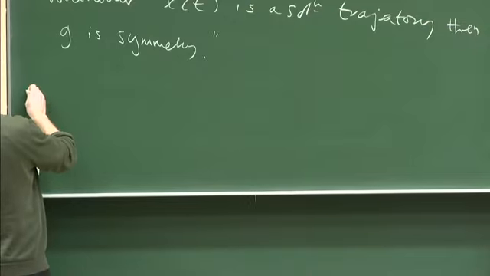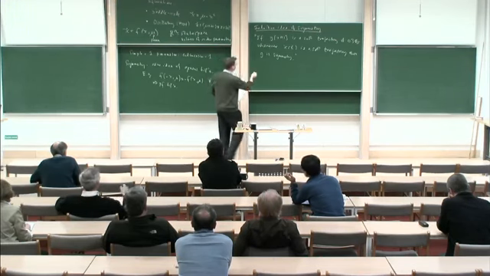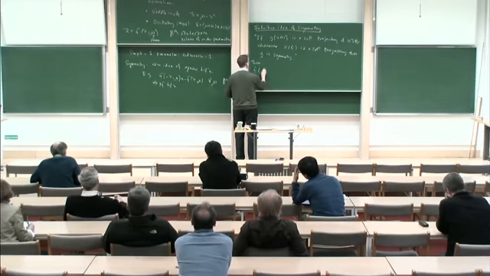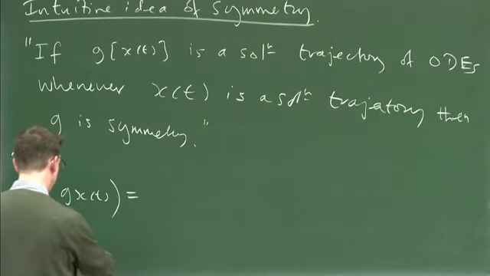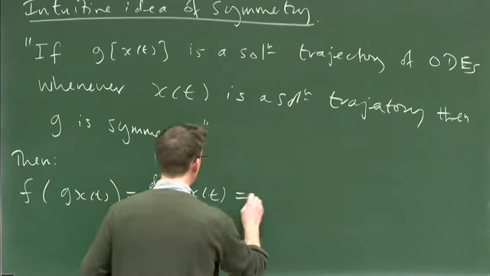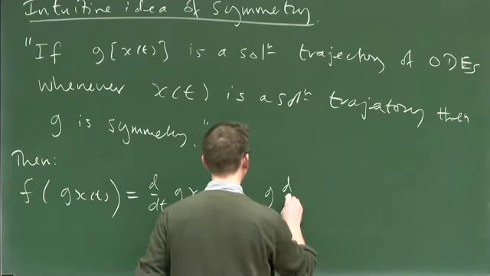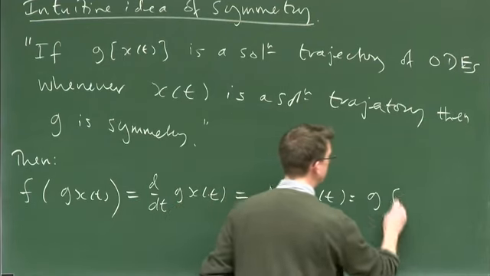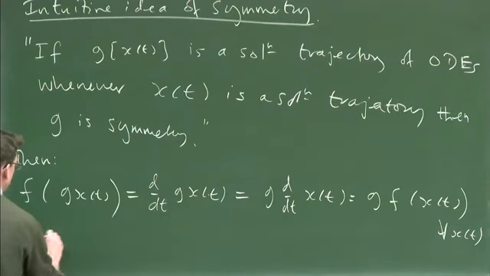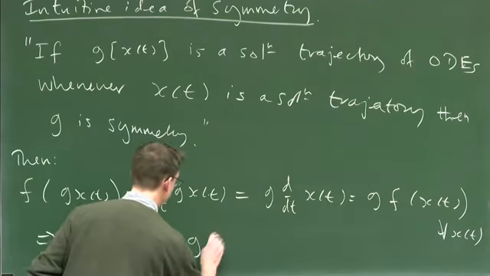So this is actually easier to state in maths. If g of x is a solution trajectory whenever x is a solution trajectory, then what do I have? So gx being a solution trajectory means that f of gx must be d/dt of gx. And then g is going to be some operation that is time independent, so this is g times d/dt of x. Okay, so this is g times f of x, for all x. So in other words, f of gx, let's write it without the brackets, is equal to g of fx.